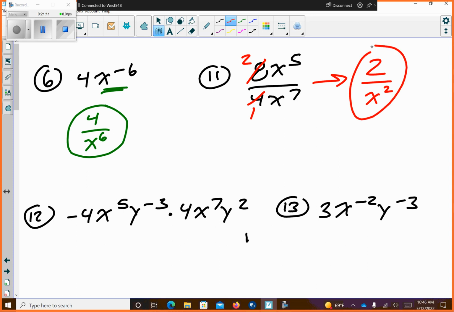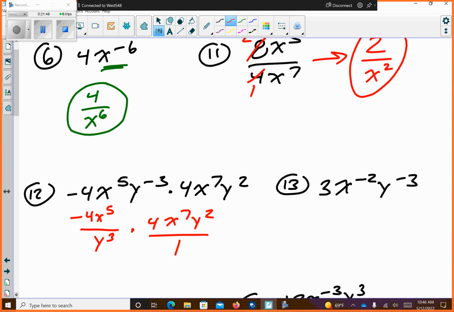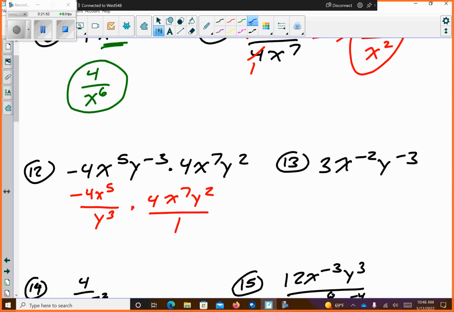All right, number 12, where things get confusing. Let's move the negative exponent first. I'm just going to put that over 1. Is that okay? All right. Friends, why did the negative 4 not move? It's not a negative exponent, right? Okay, so a little bit. All right, so now we can start reducing.